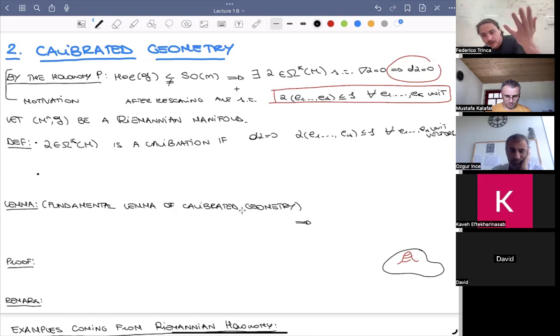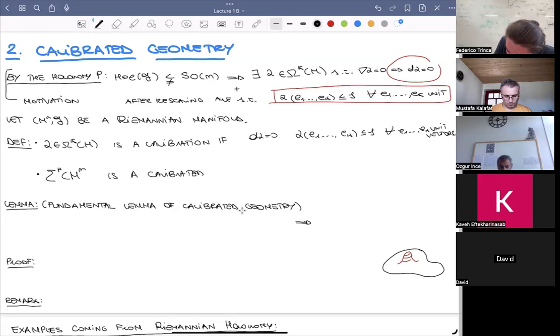Dual to a K-form, we can define a calibrated submanifold. If sigma^k is a submanifold of M, it is said to be a calibrated submanifold if alpha, the K-form, the calibration restricted to sigma, gives you precisely the volume form of sigma.